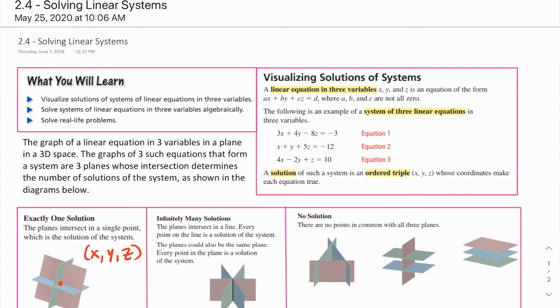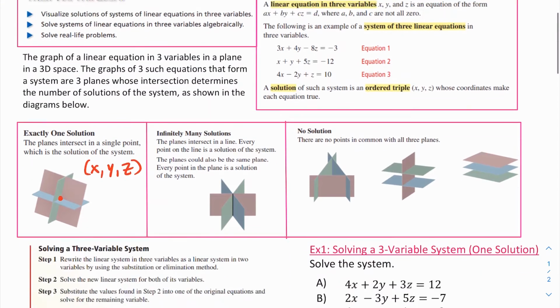Now, in the second example, there's infinitely many solutions. And I'll show you what that means and how to solve that. Okay, so basically every point on this line would be an answer. And then there are situations when there's no solution. Okay, so there's nothing that they have in common for all three of them. And we'll cover that as well.